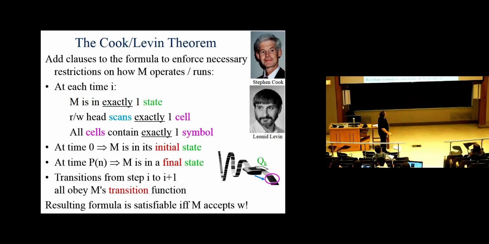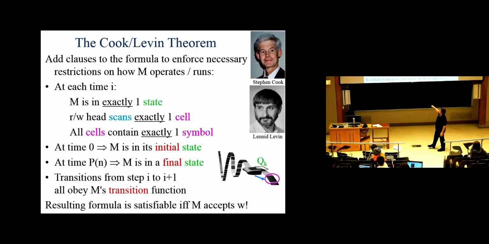Yeah. So by the way, you're going to say all cells contain exactly one symbol. So if at time 1, the first cell contains the first symbol, at time 1, the first cell cannot contain the second symbol. So you add clauses for all of those, for every time, for every cell, for every symbol. There'll be a lot of cells, a lot of symbols, a lot of clauses. But the point is there'll be a polynomial number of them, because the machine only goes through a polynomial number of steps. It's a polynomial time-bounded machine. So you'll have a bunch of clauses, and at time 0, the machine is in its initial state, and at time p of n, the polynomial runtime, the machine will be in its final state.